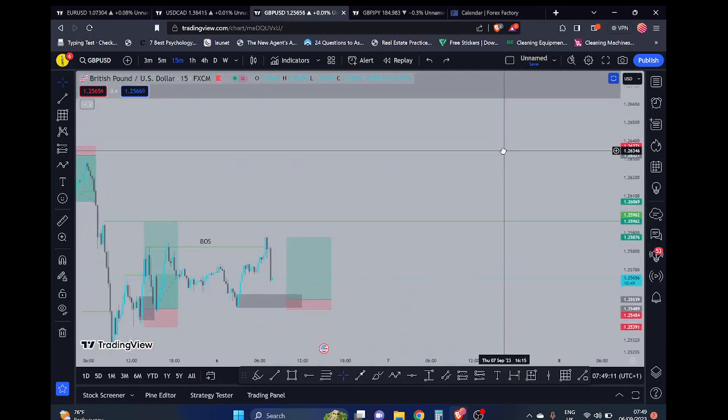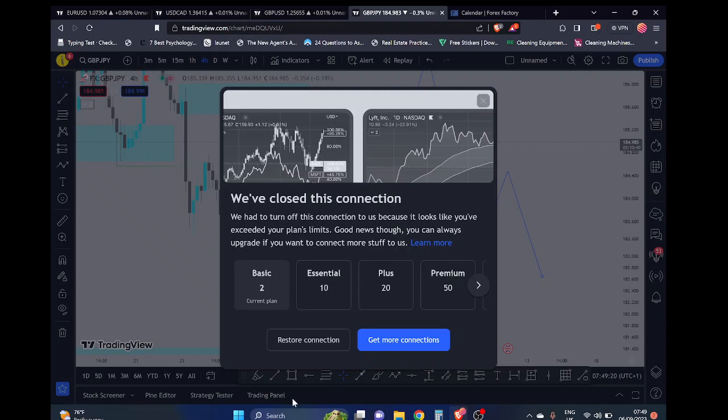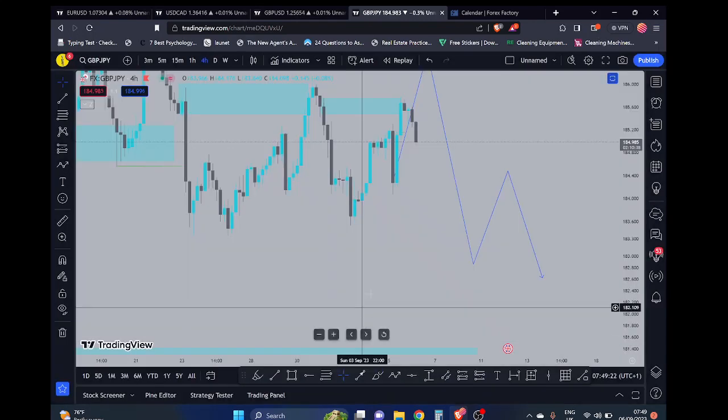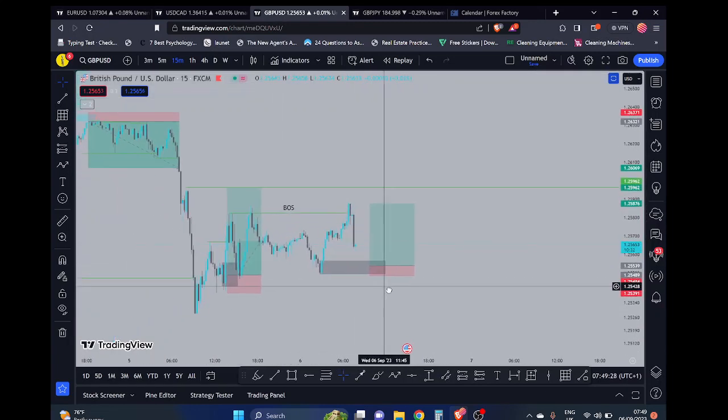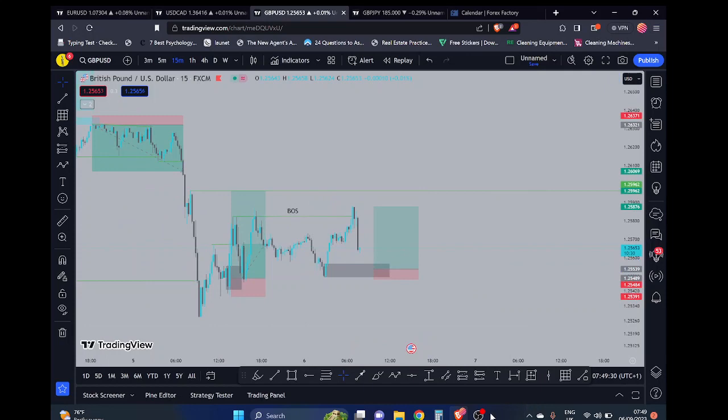So that's what I'll be doing on GBP/USD. I already told you guys what I'll be doing on EUR/USD. JPY, I don't know what's actually going on with JPY at the moment. Let's leave JPY for now. So that's what I'll be looking into.